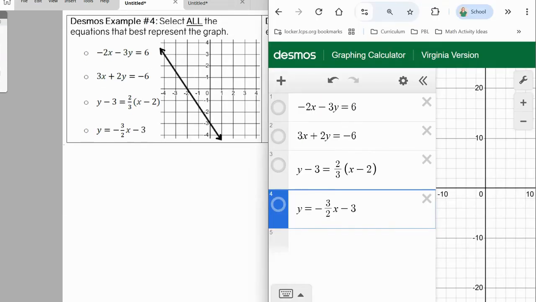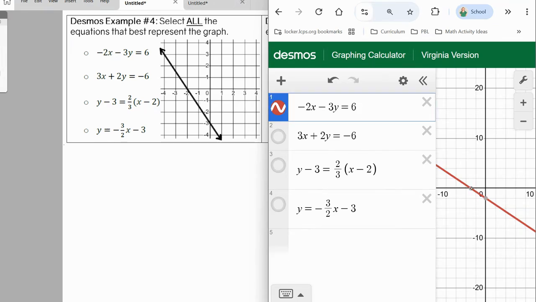In Desmos example number 4, we want to select all the equations that best represent the graph. So I go ahead and try each one. What I'm looking for when I type in option 1 is that I have the same x and y intercepts that this graph on my paper has. So notice the x-intercept is -2 and the y-intercept is -3. Look at our picture, it's backwards, so I cannot select that option.